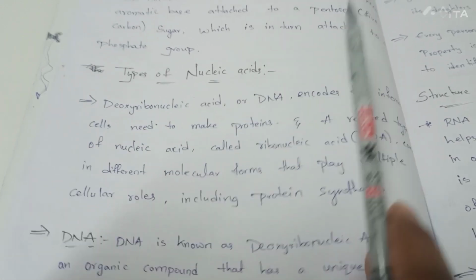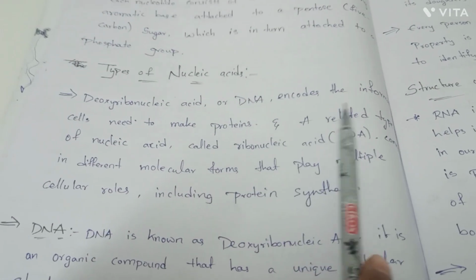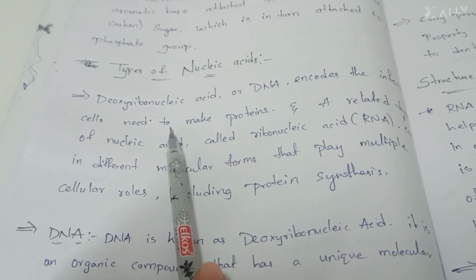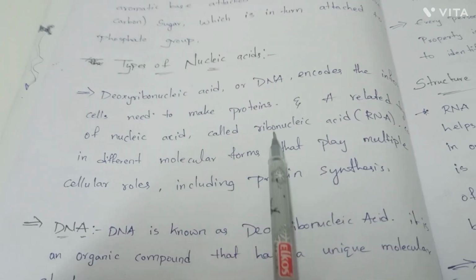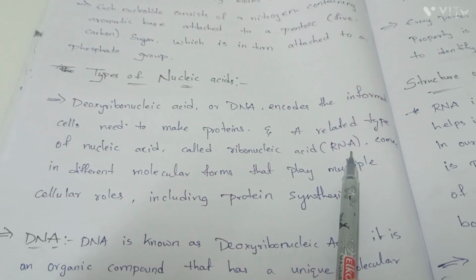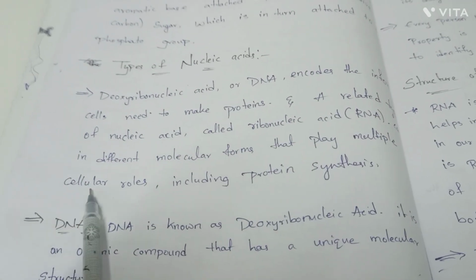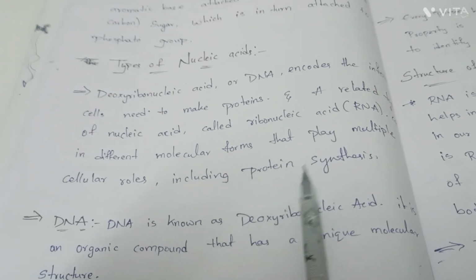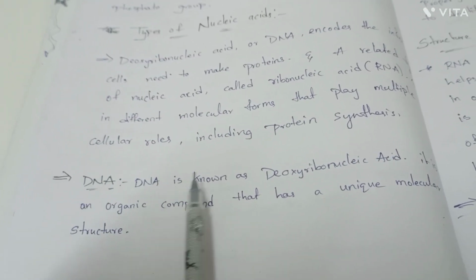Types of nucleic acid. Deoxyribonucleic acid, or DNA, encodes the information cells need to make proteins, and a related type of nucleic acid called ribonucleic acid, RNA, comes in different molecular forms that play multiple cellular roles, including protein synthesis. First of all, we will talk about DNA.